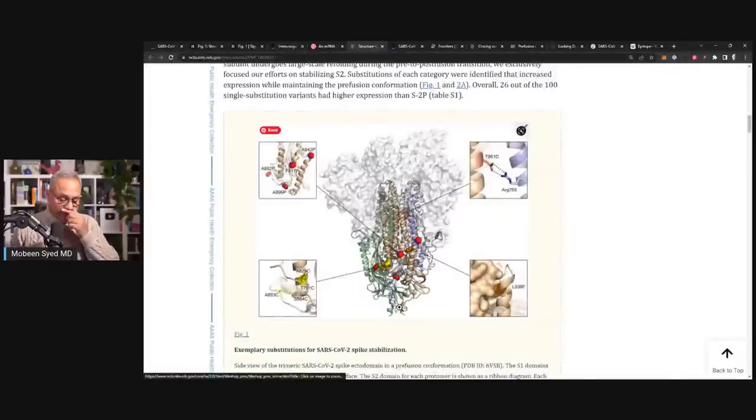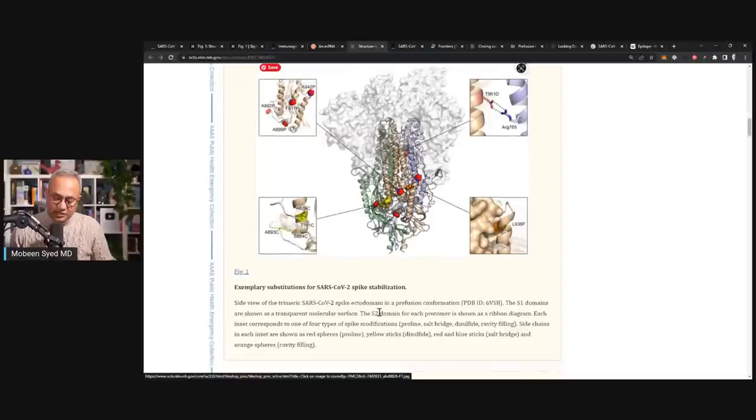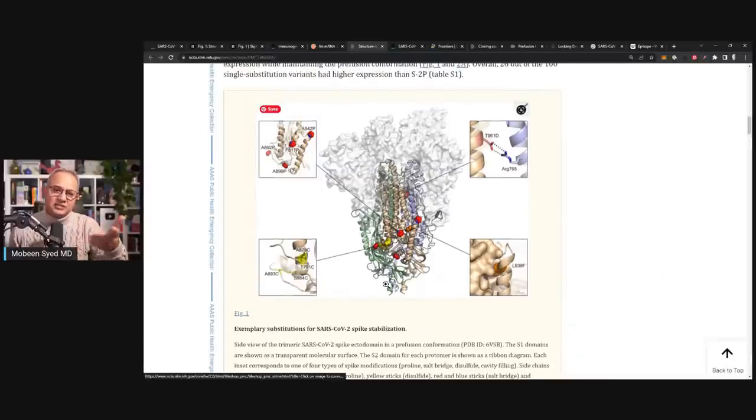here. So this is a spike, and you see these red spheres here. These red spheres are where prolines and cysteines are changed. So amino acids are changed, and that is locking. There are other mechanisms to lock as well. For example, if you see here, the S1 domain is shown as a transparent molecule, the S2 domain for each protomer is shown as ribbon diagram. Each inset corresponds to one of four types of modifications: proline, which we say 2P lock or so on, depending upon the number of prolines, salt bridge lock, disulfide change, or cavity filling changes. So there are many changes they've tried.